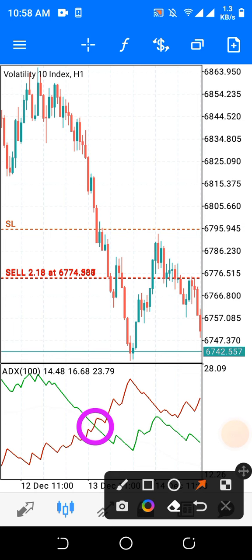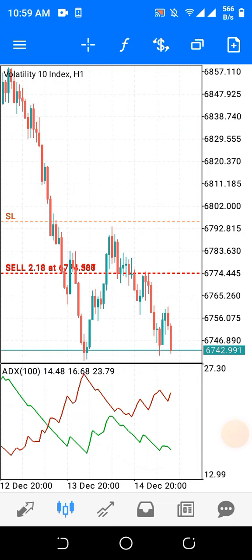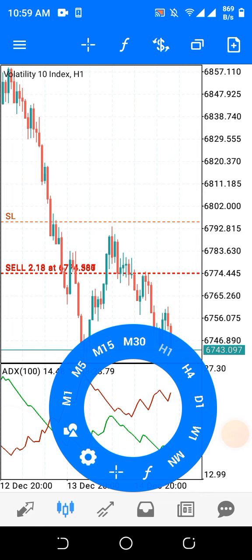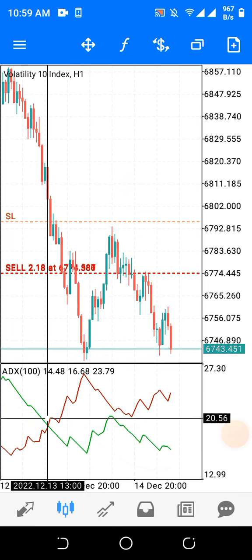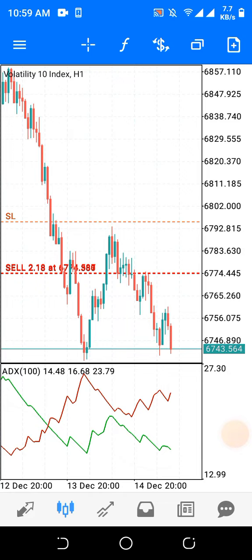So if you trace it up, this is where I make my sell entry. Here is my stop loss. Do you understand? So from this point of crossing, look at it, this point of crossing where the red line of ADX crosses the green line. So this is a sell signal. That is why I am on sell.